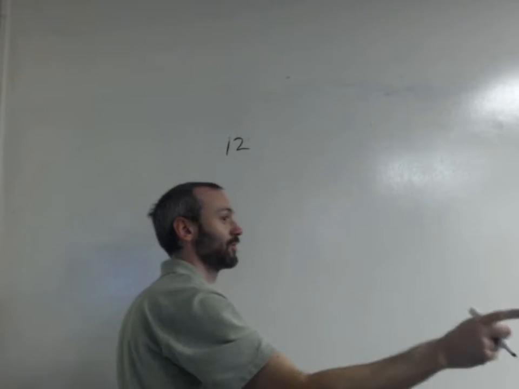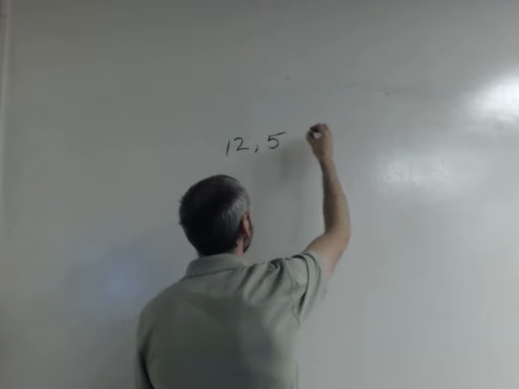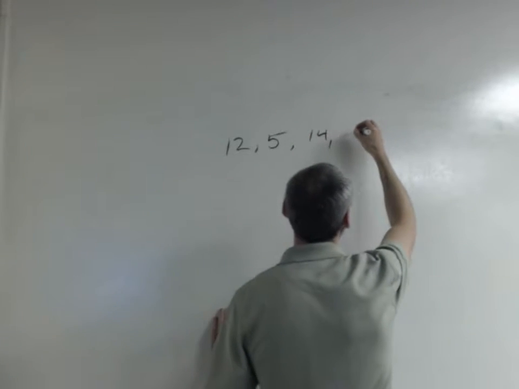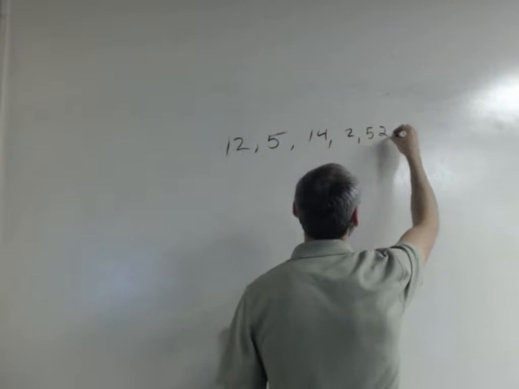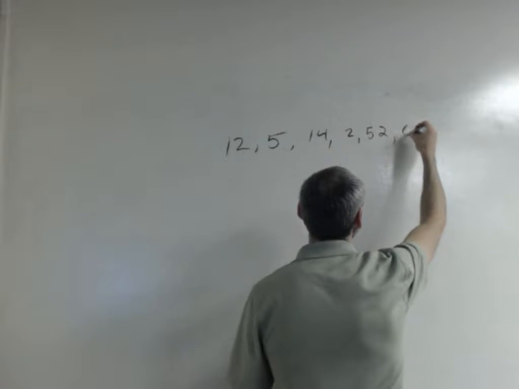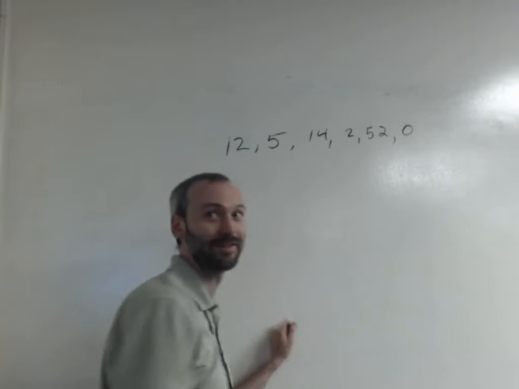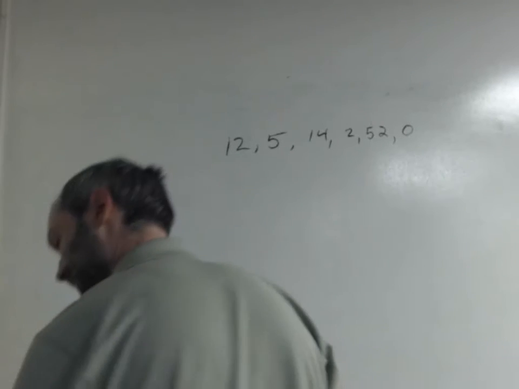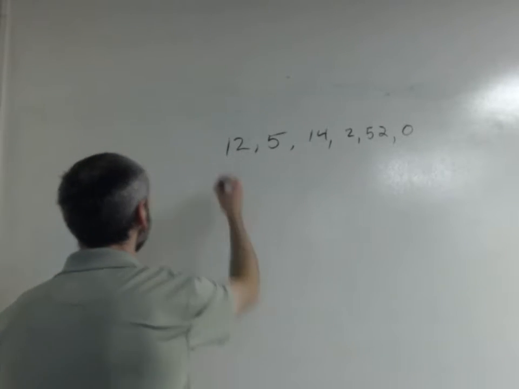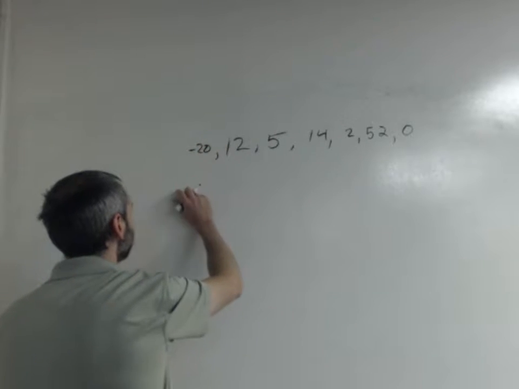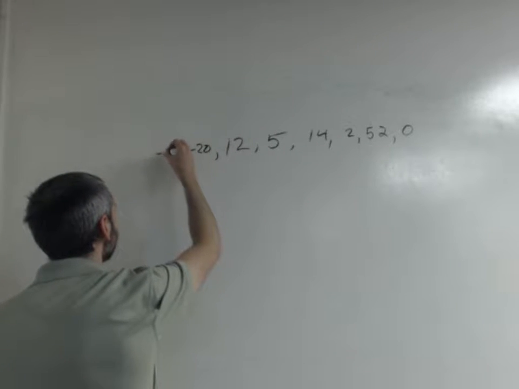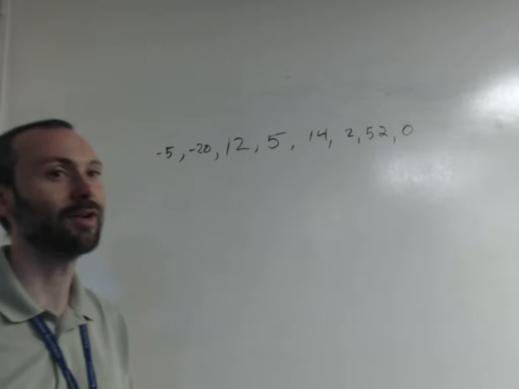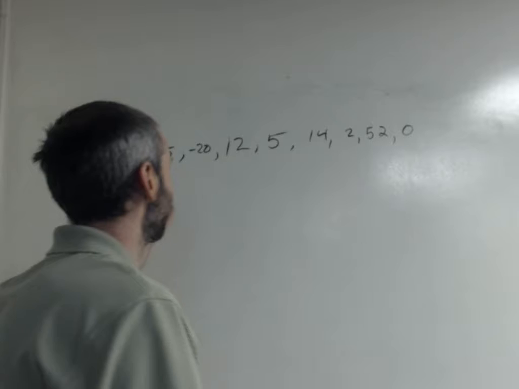12. Not sorted, of course. 5. 14. 2. 0. How many is that? 6. Let's keep going. At least 8. 2 more. Negative 20. Negative 5.